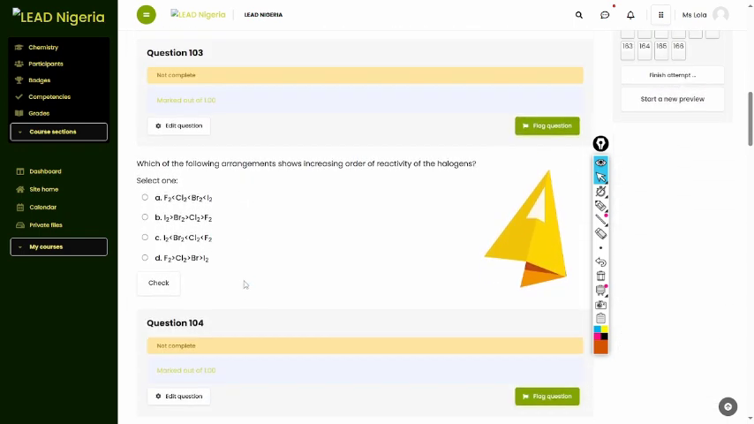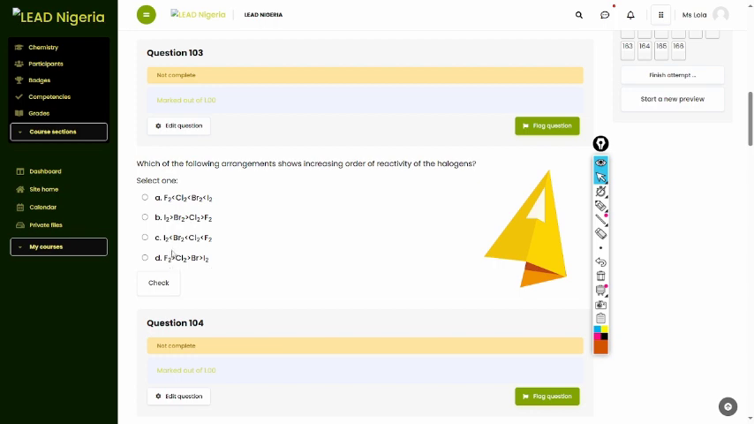Which of the following arrangements shows increasing order of reactivity of halogens? Halogens are elements in group 7 of the periodic table, and the reactivity of halogens decreases as you go down the group, sorry, down the group. So from fluorine down to astatine or iodine, the reactivity starts to decrease. Fluorine is the most reactive halogen, while iodine or astatine is the least reactive.